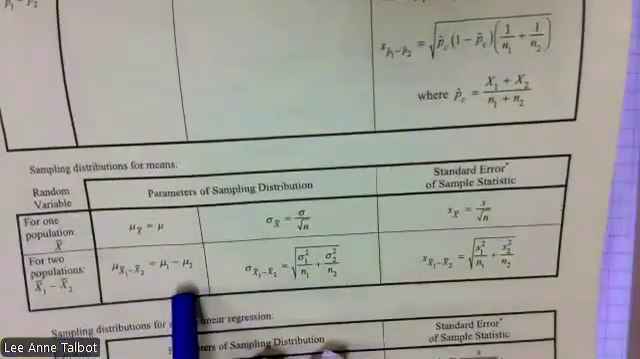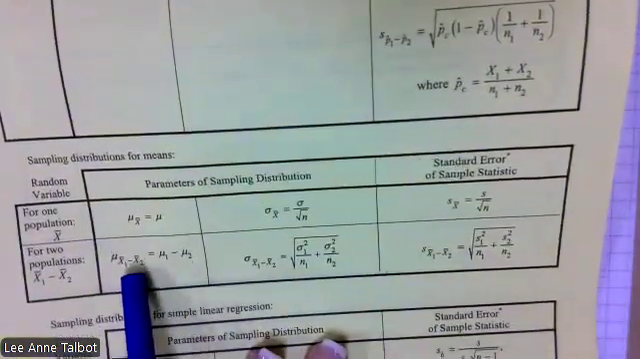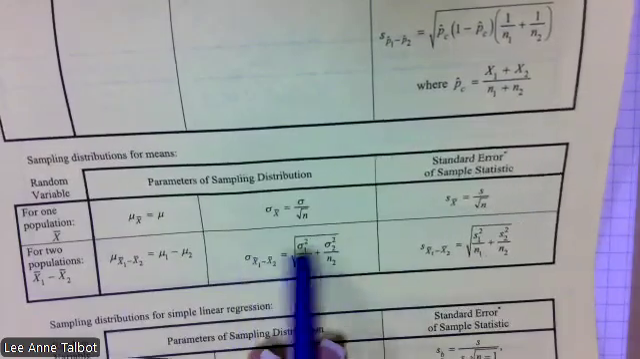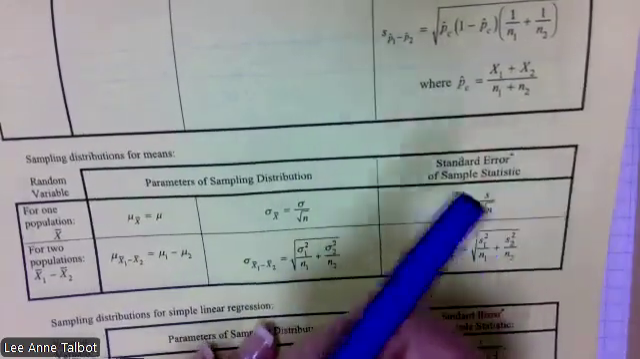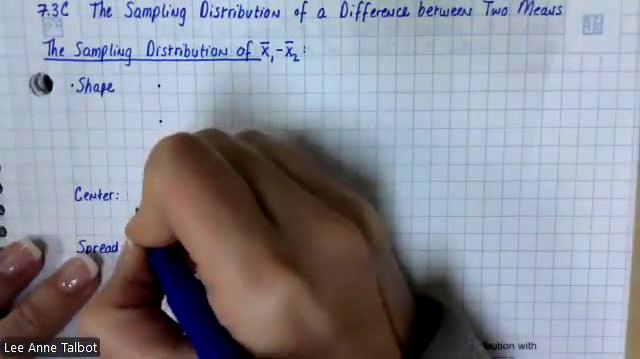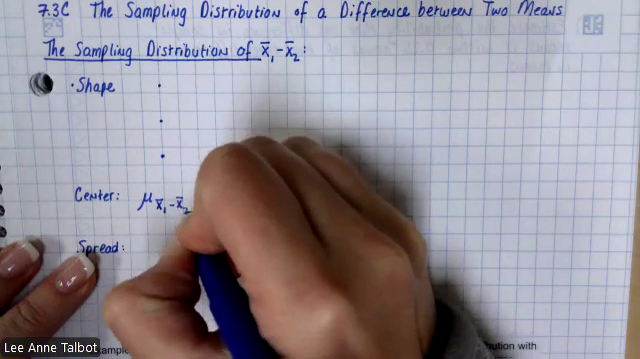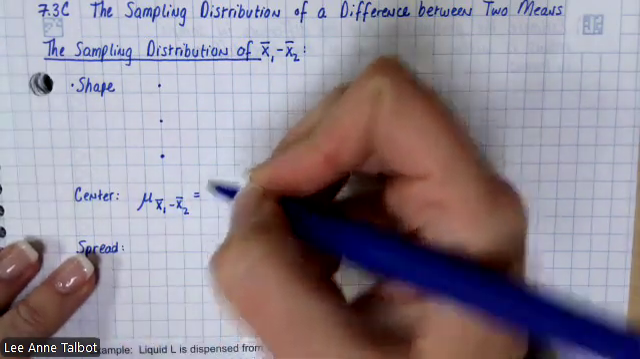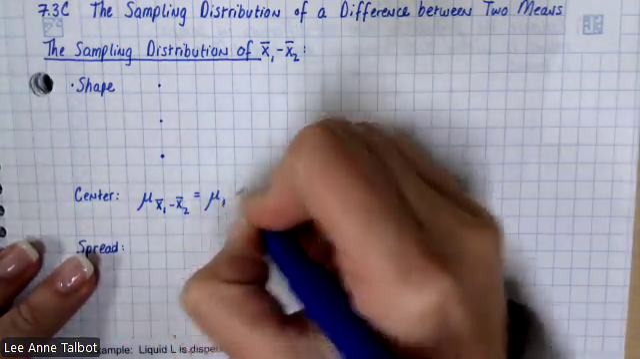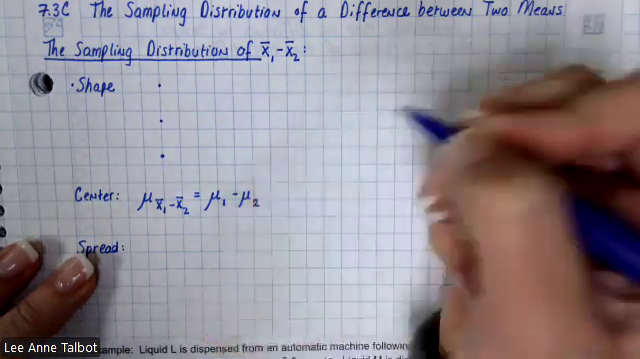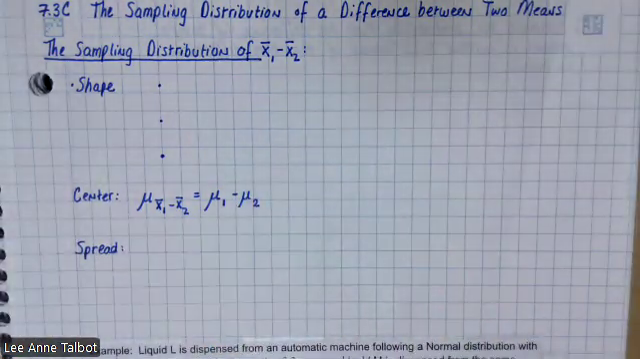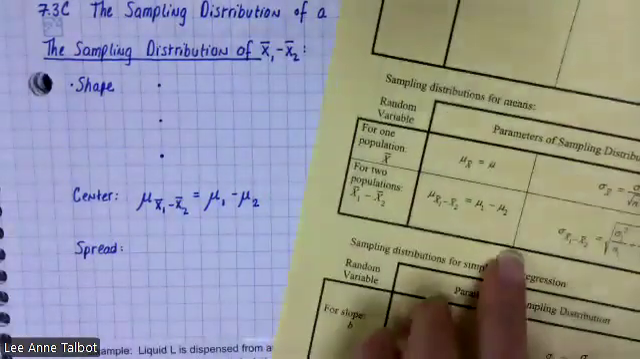It's right here. This is the center. This is the spread. Okay, so we're going to write that stuff in our notes. So center, mean of X bar 1 minus X bar 2 is the mean of the first one minus the mean of the second one. Again, you can find that formula right here.